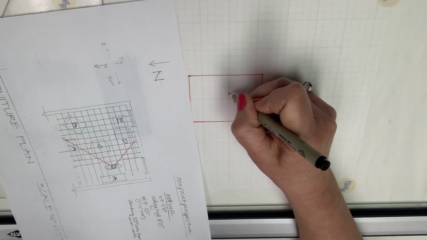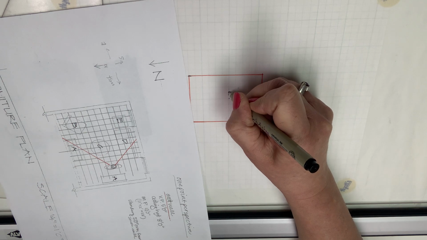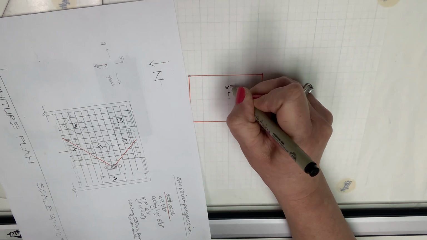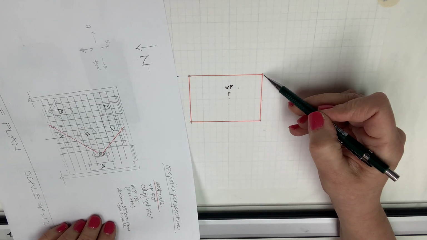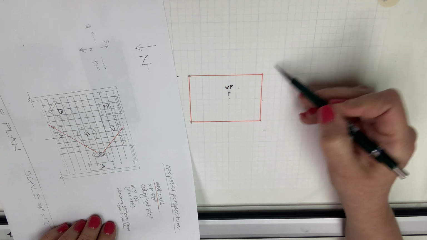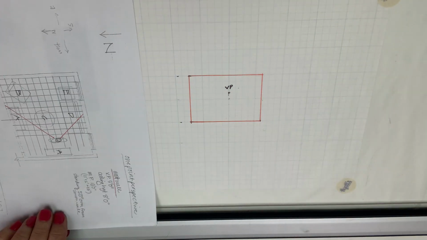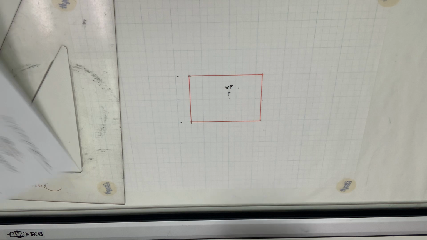Utilize a little bit of a micron here in 08. So I'm going to go ahead and establish the VP. And at this point, I can take it from this and go out to the corner. So I start to establish that three-dimensional effect.